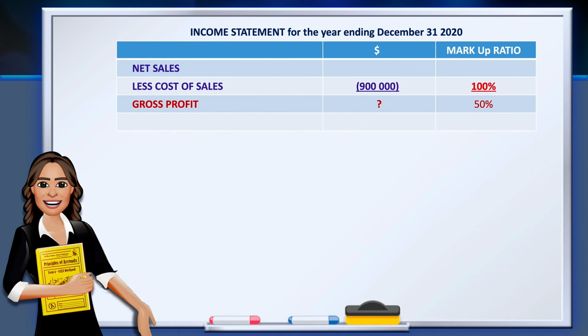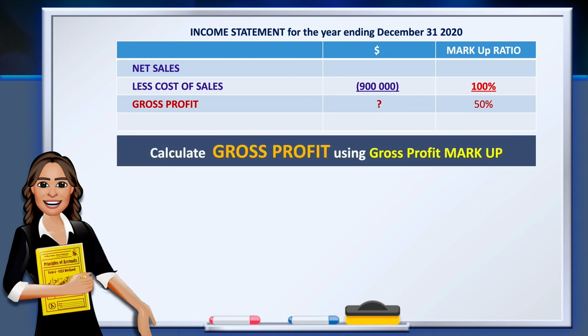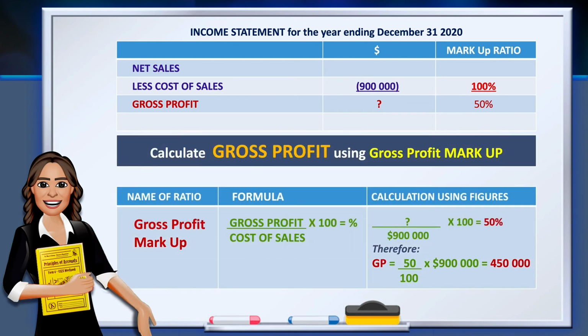What if we had not calculated our sales figure? You would just use your formula in this case. Your formula for gross profit markup is gross profit over cost of sales by 100%. So if your gross profit markup is 50% and your cost of sales is 100%, to find your gross profit using the percentages, it will just be 50 over 100 multiplied by 900,000. And that will give you your figure of 450,000.